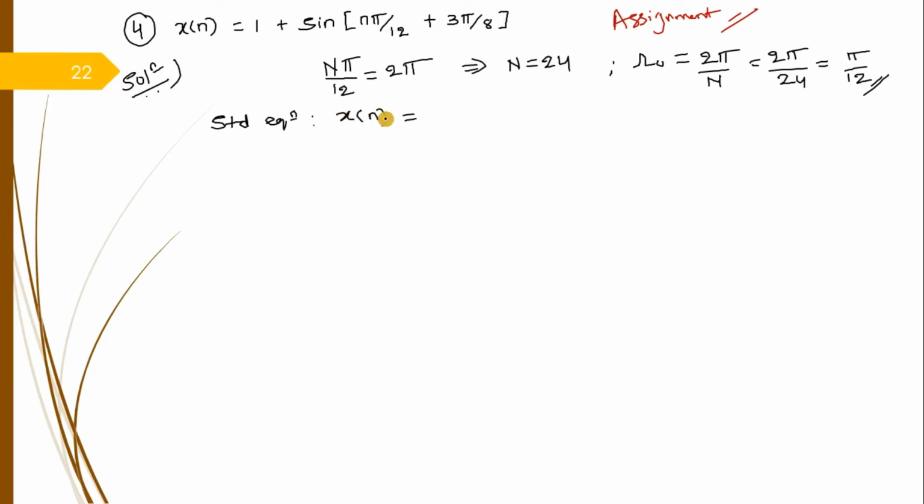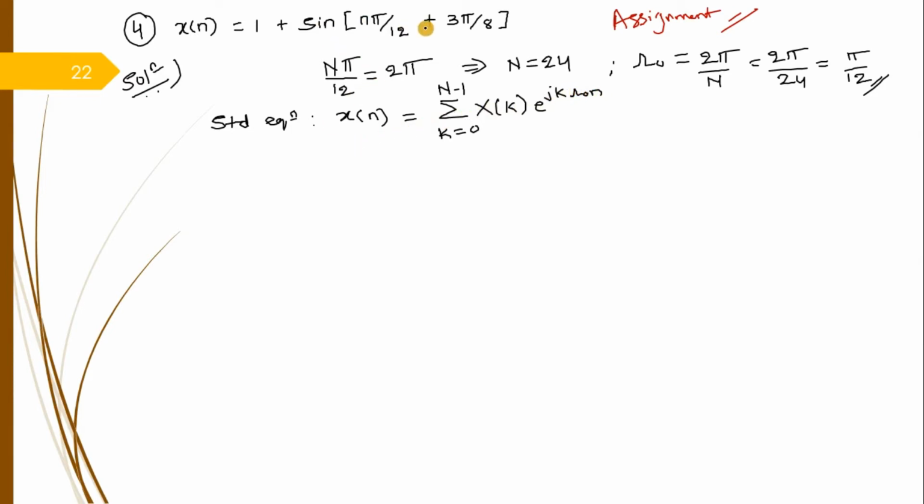There are two ways to solve it. One is taking x of k and wherever you have x of n, substituting this and solving it. Sometimes it appears to be very complex. The other way is the inspection method. Write the x of n equation itself, and by inspecting it with the standard form, we can derive the x of k coefficients. That is what we are doing now. Here goes the standard form of x of n: summation k equal to 0 to N minus 1 of x of k e raised to j k omega naught n.